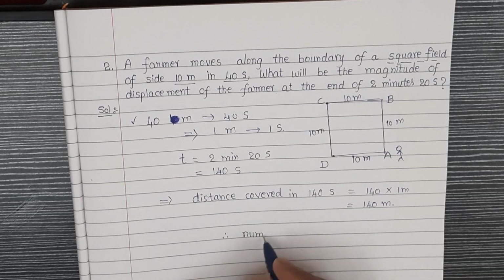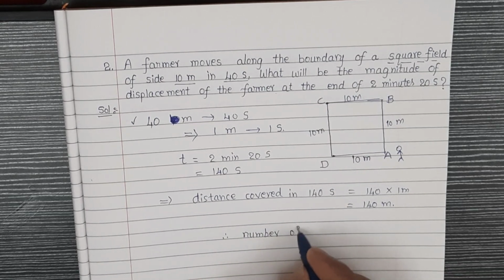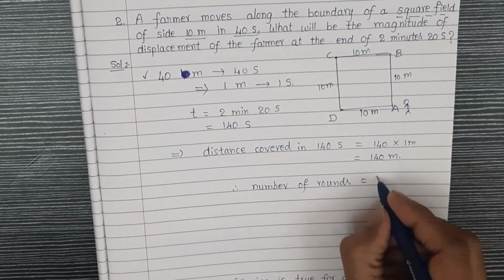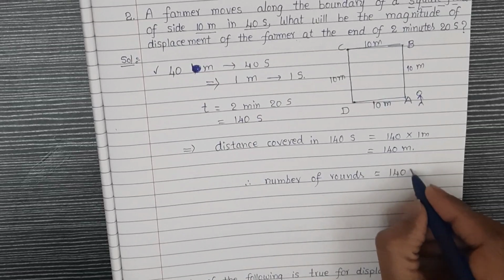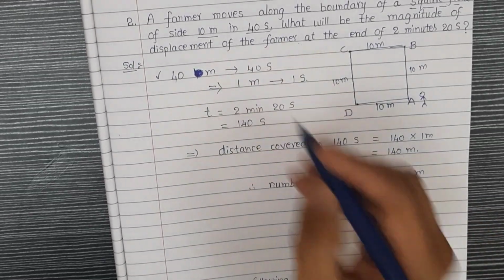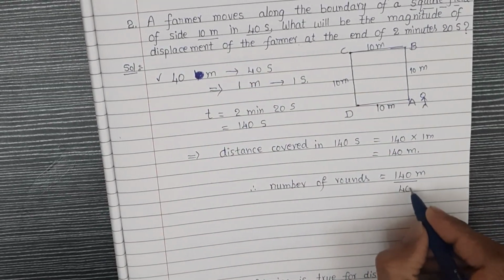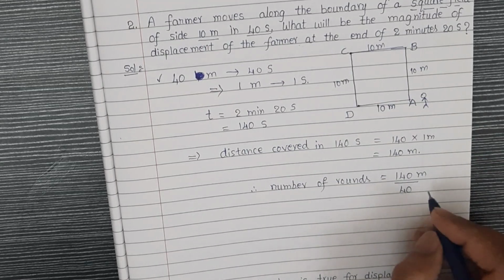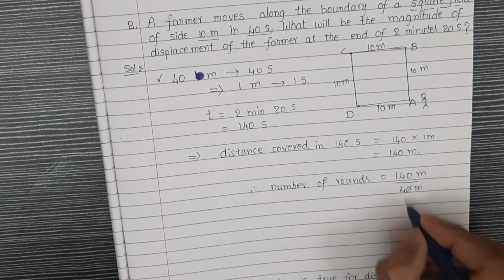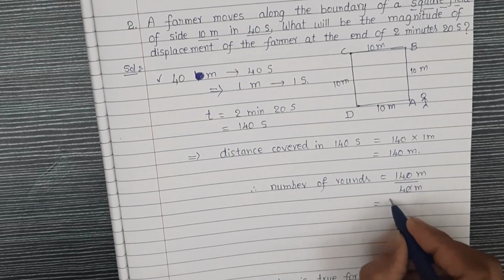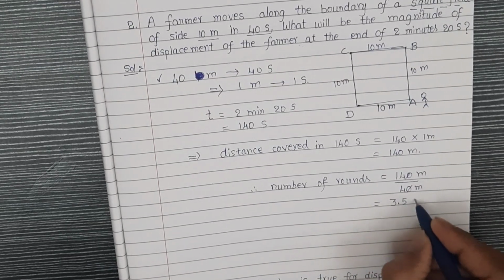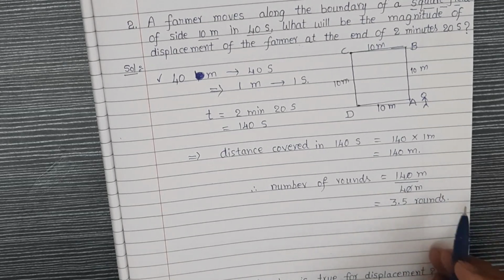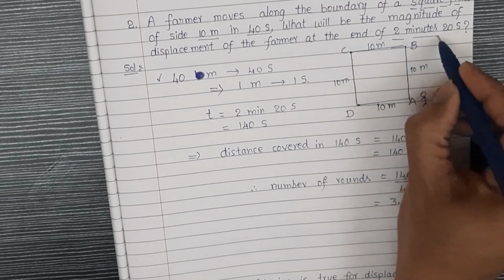Therefore, the number of rounds would be the total distance covered, 140 meters, divided by the distance in each round, 40 meters. If you take this calculation, we will get 3.5 rounds. That means he is covering 3.5 rounds in 2 minutes 20 seconds.